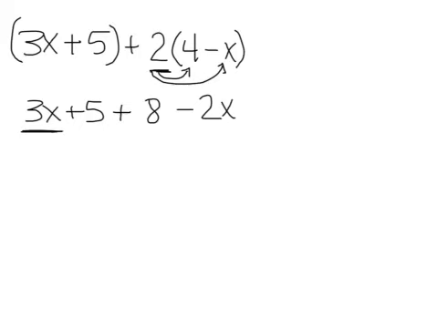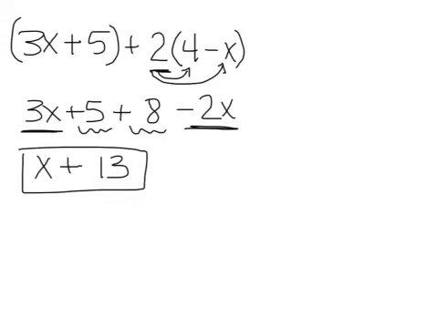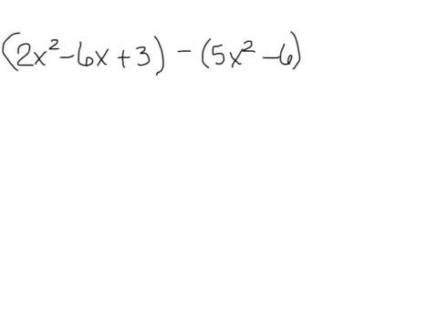We have 3x minus 2x, which is just going to leave us with x, and 5 plus 8, which is just going to leave us with 13. So that is our final answer in this case.